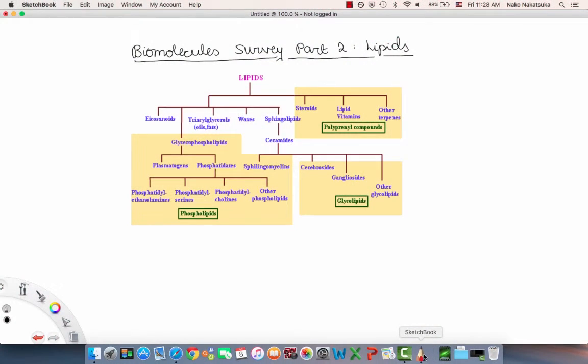So now we move on to biomolecule survey part 2, which is lipids. The term lipids comes from the term lipos, which is Greek for fat. And so they're organic molecules of biological origin that are insoluble in water and soluble in nonpolar solvents. So examples of nonpolar solvents are CH2Cl2 or CH3CH2OCH2CH3. So a lot of hydrocarbons. And so lipids have properties due to large nonpolar regions.